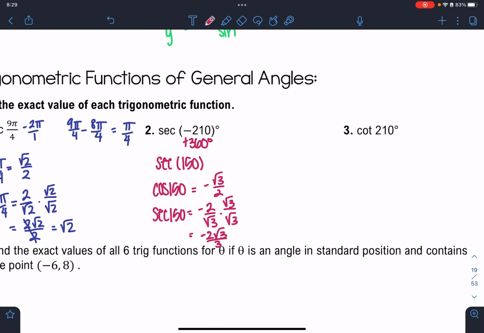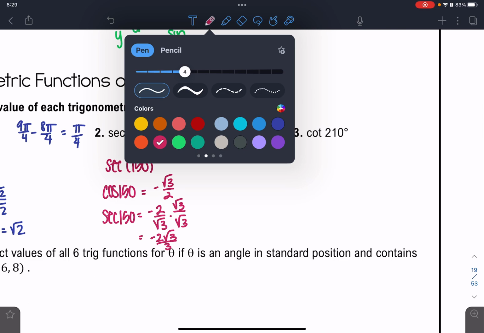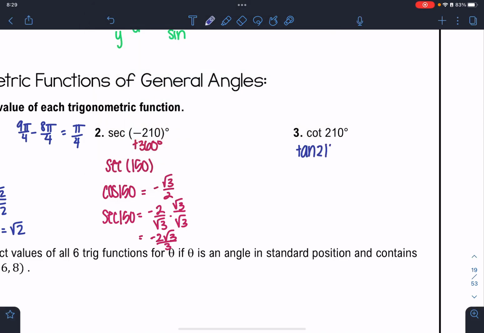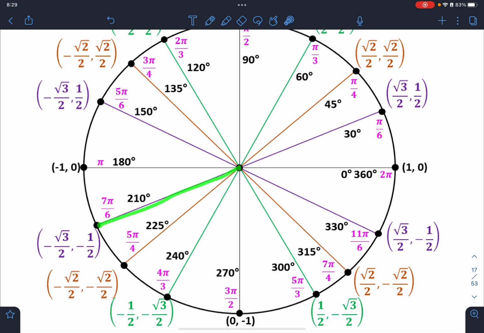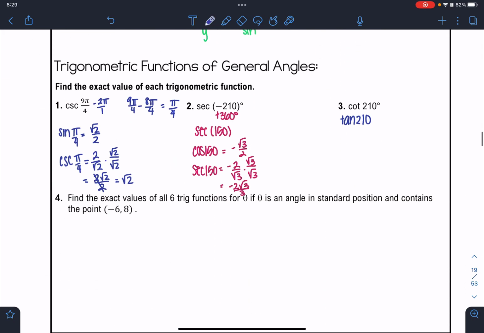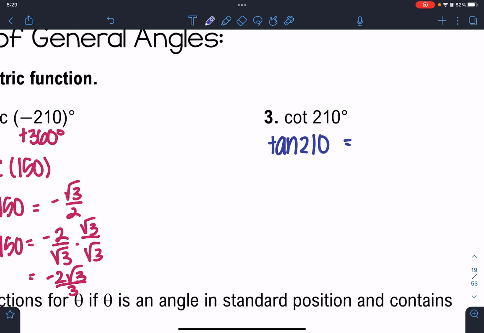Okay, and then the last one, cotangent. Cotangent is the same thing as tangent, just flipped. So I'm going to say here that I want to find, well, what is tangent of 210? So that's whenever I put y over x. Okay, so I'm going to locate 210 on my chart and say, okay, my y value is negative 1/2 over my x, which is negative root 3 over 2. So this is going to look kind of weird when we write it, but we can say the regular version is negative 1/2. This time I am going to write it like this, over negative root 3 over 2, just because I don't need to simplify that one.